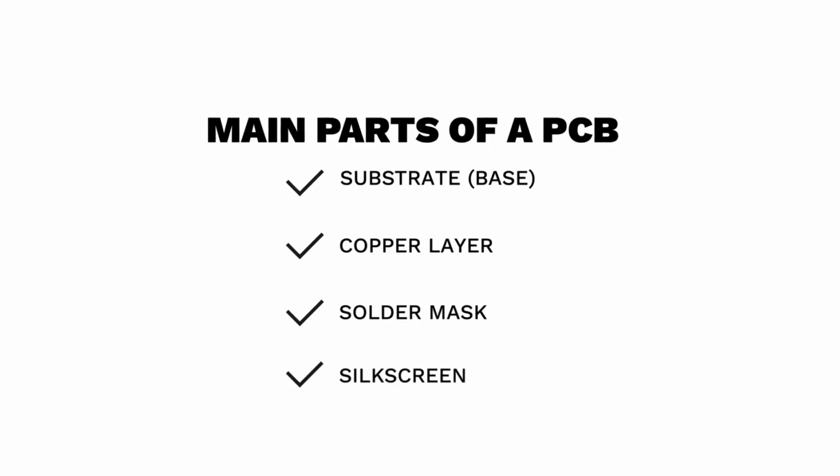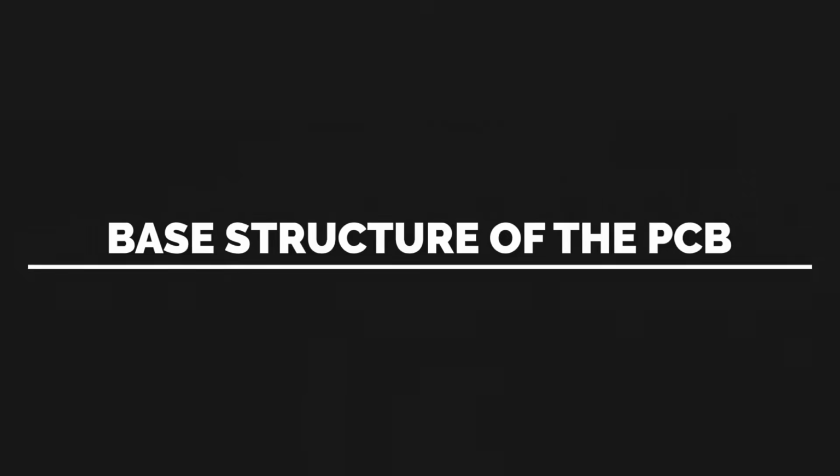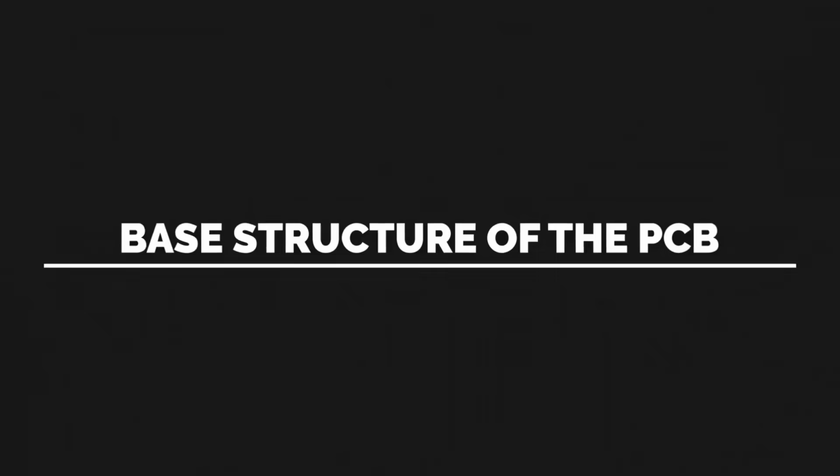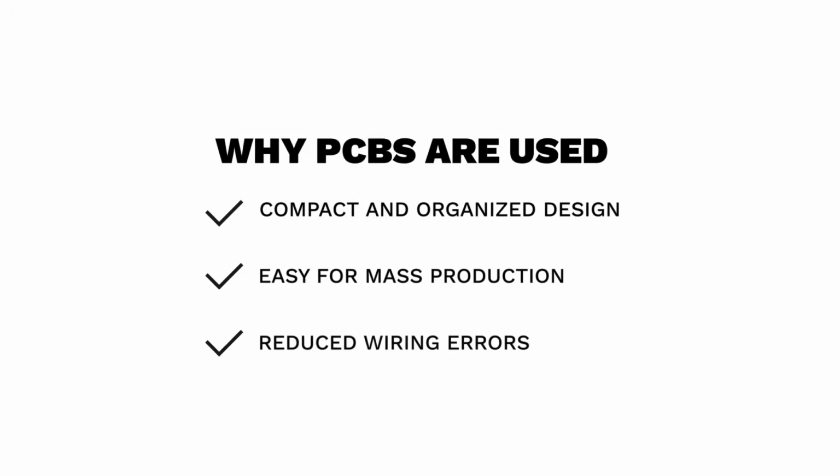First one is the substrate, which provides the structure for the PCB. Second is the copper layer, which conducts the electricity between the components. Third is the solder mask, which is the green coating that insulates and protects the copper. Fourth is the silkscreen, which shows the component layout and its polarity. So why do we use PCBs? Because of the compact and organized design, easy mass production, reduced wiring, and better electrical performance.